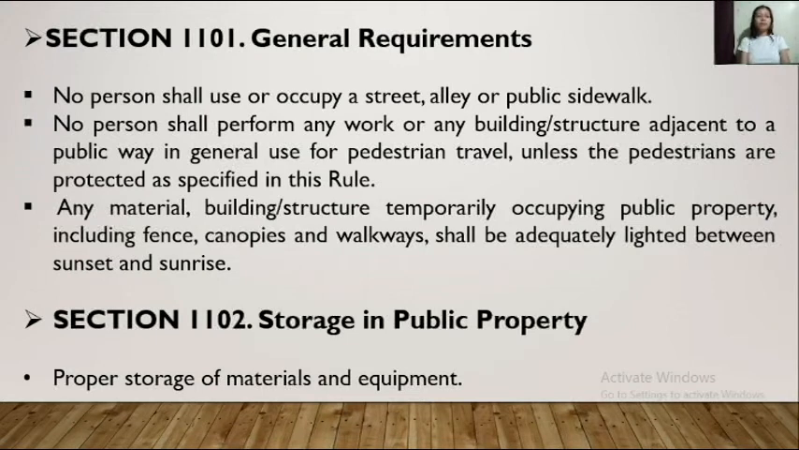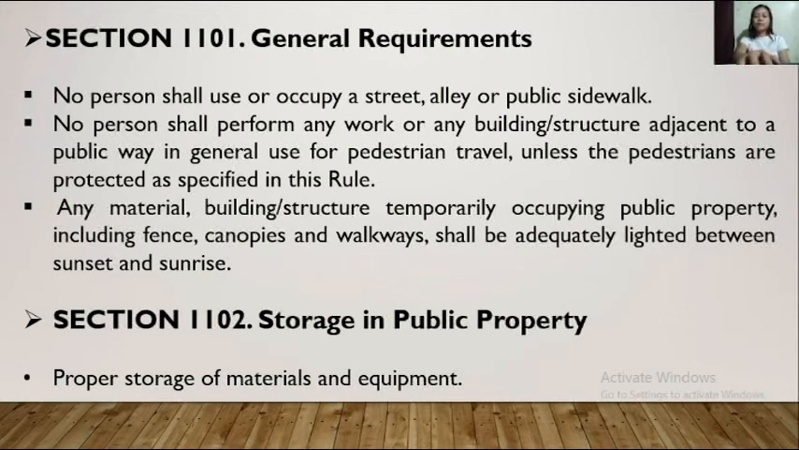Then any material or building structure temporarily occupying public property, including fences, canopies, and walkways, shall be adequately lighted between sunset and sunrise. The next one is Section 1102, which is the storage in public property.